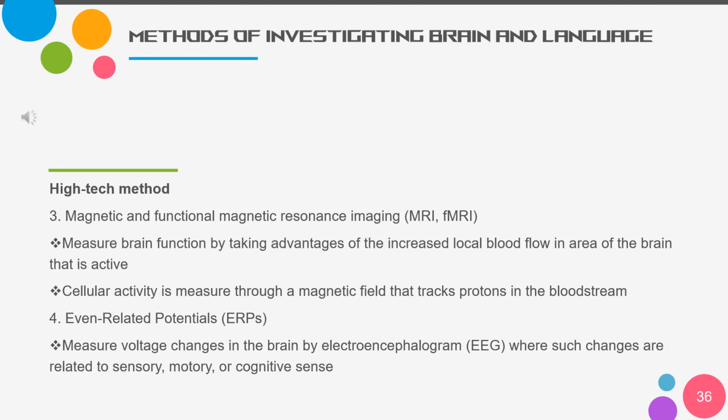The third one is magnetic resonance imaging and functional magnetic resonance imaging, or MRI and fMRI. They measure brain function by taking advantage of the increased local blood flow in areas of the brain that are active. Cellular activity is measured through a magnetic field that tracks protons in the bloodstream. The last one is event-related potentials, or ERPs. They measure voltage changes in the brain by EEG, where such changes are related to sensory, motor, or cognitive events.